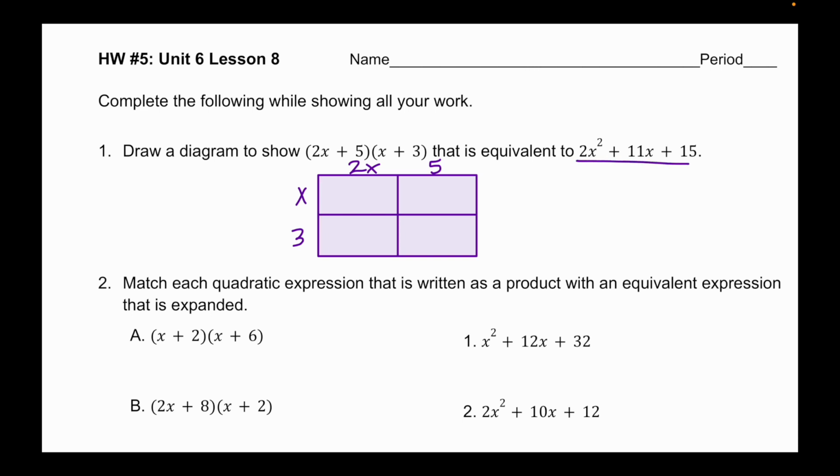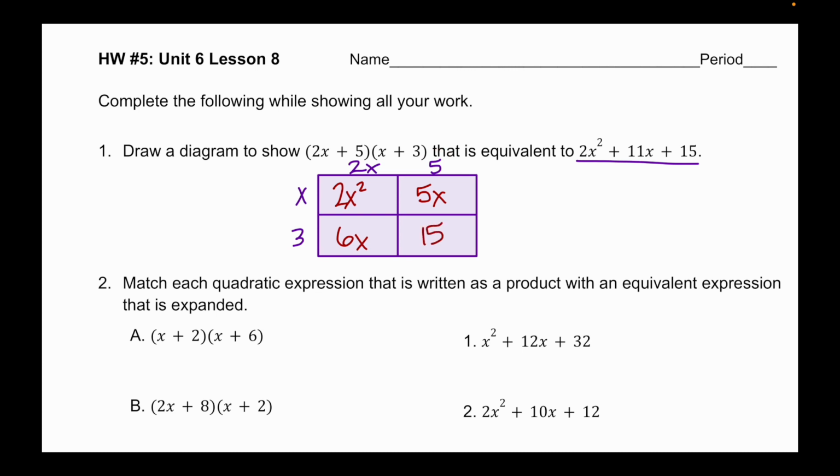To show that it's equivalent to this, we're basically showing that the area of this entire thing would add up to that expression. So we multiply each box. 2x times x will make 2x squared. The box to the right is 5 times x, so we get 5x. The box on the bottom left, we multiply 2x and 3, so 2x times 3 makes 6x. And the box on the bottom right is 5 times 3, and that is going to make 15.